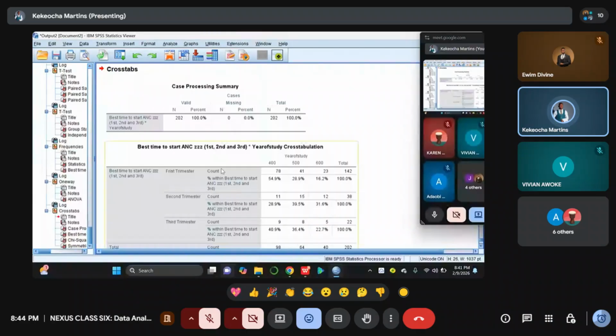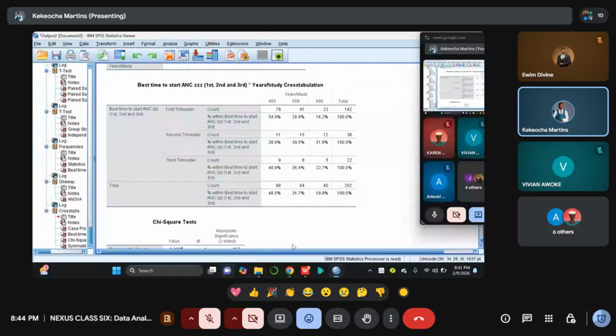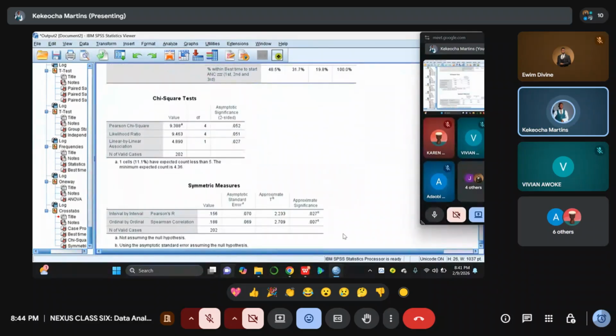What this table is trying to tell us is that the number of people in 400 level that booked at first trimester is 78. The number of people that booked under 500 level in first trimester is 41. That is what this table is trying to tell us. You continue like that. Same thing, second trimester under 400, you have 11. This is calculation in percentage. So if you move down, you have your values.